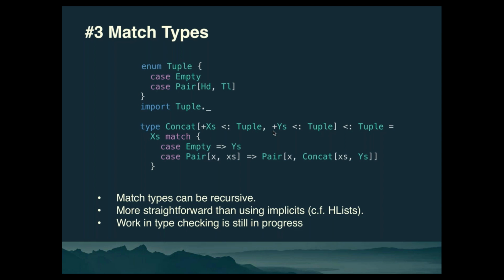HLists and implicits generally look a lot like programming with Prolog. But I would argue that in particular in a functional language like Scala, a functional way of expressing these types is much simpler and intuitive. And that's why match types are a really nice way to express these things.